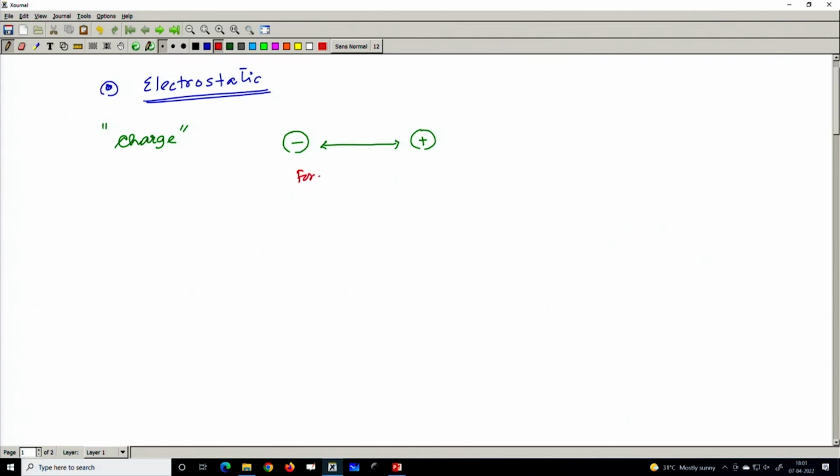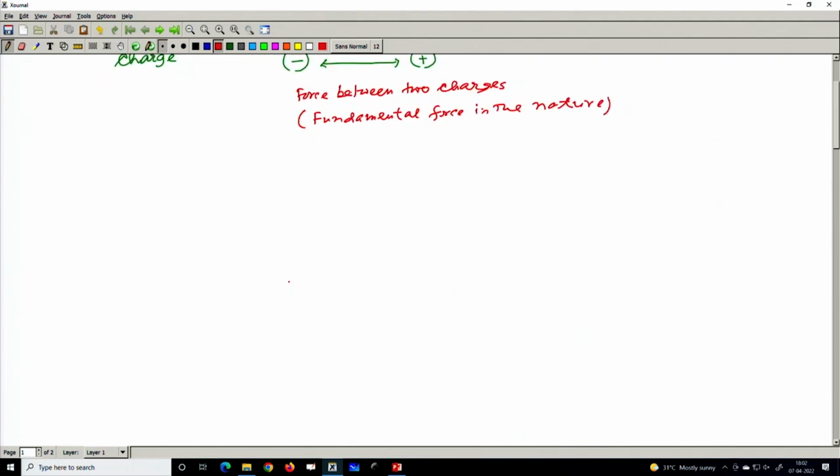So, the force between two charges is one of the fundamental forces in nature. That means there are other forces also available. So, if I list them, which are the fundamental forces?